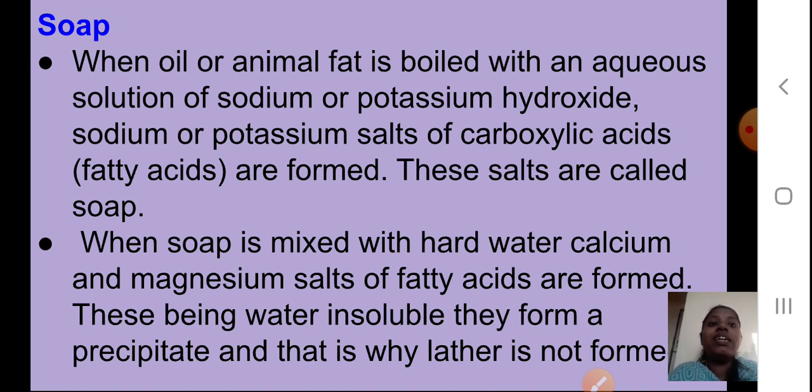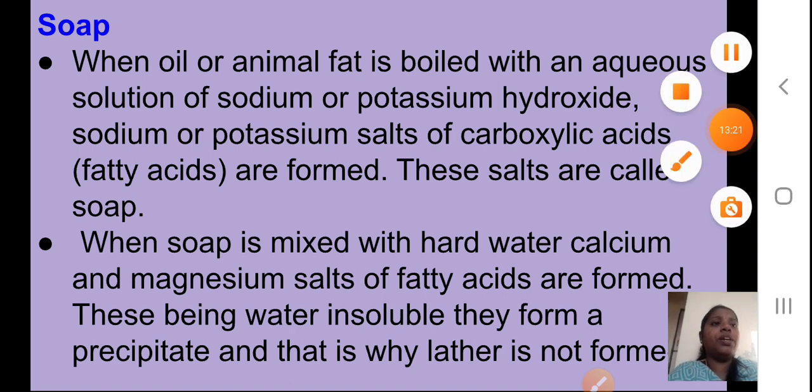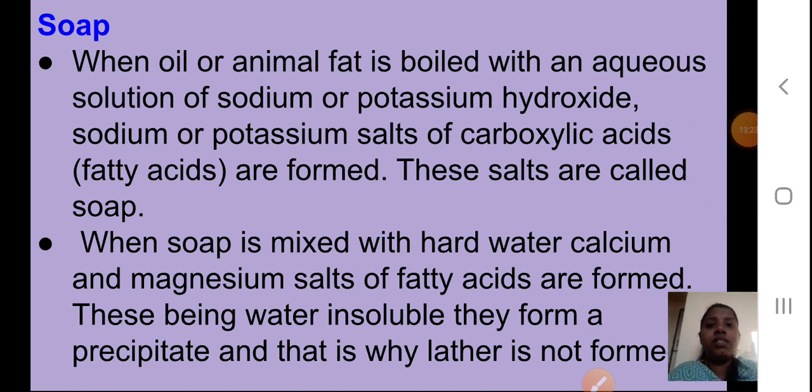These being water insoluble, they form a precipitate, and that is why lather is not formed. They will form a precipitate at the bottom, and hence the lather, the bubbles and all, will not be formed. So I hope it is clear to you. So we cannot use soap in hard water. In short, is it clear students? I hope till this part it is clear to you.